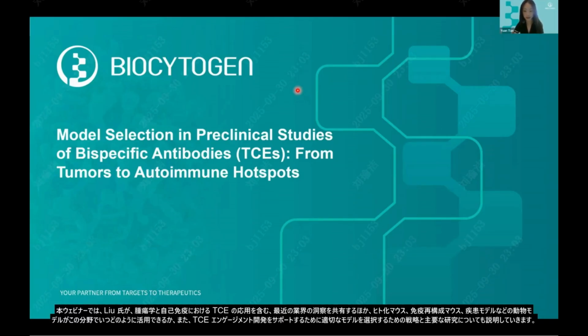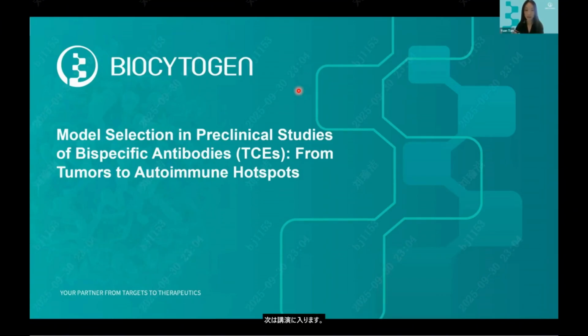For today's webinar, Dr. Liu will share recent industry insights, including both oncology and autoimmune applications of TCE. She will also discuss when and how animal models, including humanized mice, immune reconstituted mice, and disease models can be used in this field, as well as strategies and case studies for selecting the right models to support T-cell engager development.